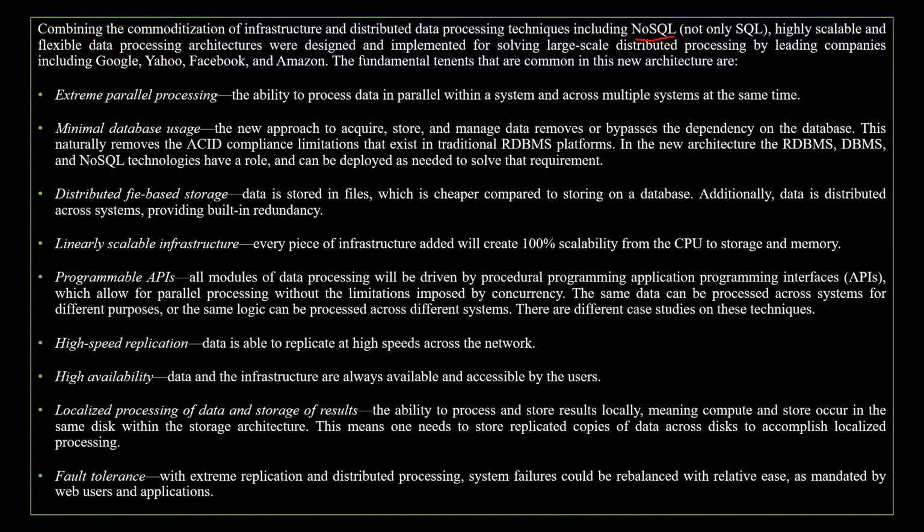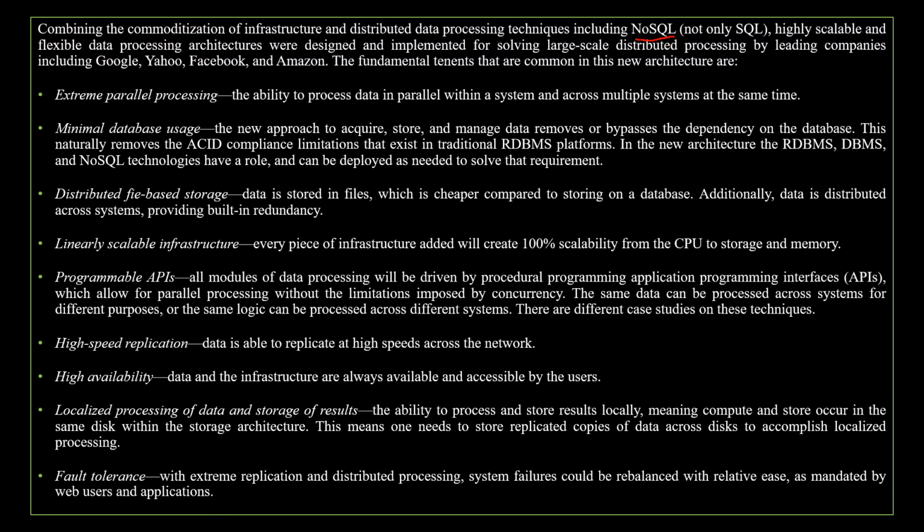Okay, next is programmable APIs. All modules of data processing will be driven by procedural programming application program interfaces, short for APIs, which allow for parallel processing without the limitation imposed by concurrency. The same data can be processed across systems for different purposes, or the same logic can be processed across different systems. And then high-speed replication, that means the data is able to replicate at high speed. And then high availability: the data and the infrastructure are always available. We want the data always updated.